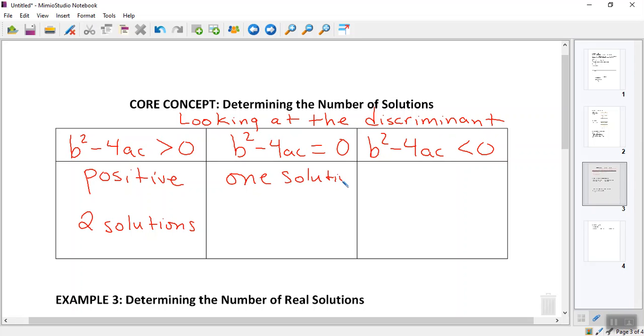Anybody want to guess what the third box is going to be? No solution. It's going to be no solution here, okay? Because you're talking about the discriminant being a negative, and we haven't talked about how to handle the square root of negative numbers yet, so we would just simply say there would be no solution. Okay? I want to make a little sketch of what's really going on with these so you understand.